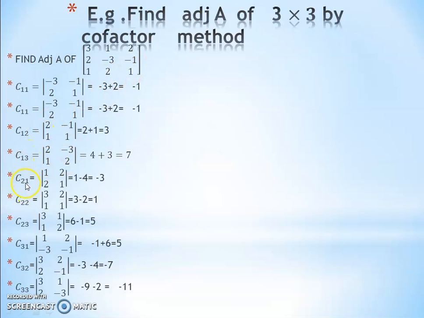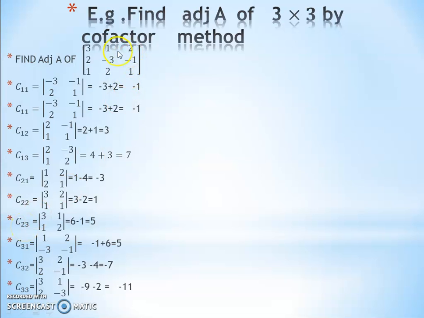Now C21. C21 is second row, first column, so we skip the second row and first column. What is remaining? 1, 2, 2, 1. I write here 1, 2, 2, 1. 1 into 1 is 1. 2 into 2 is 4. The middle is minus, so 1 minus 4 is minus 3. C22 means second row, second column, which we skip. What remains is 3, 2, 1, 1. I highlight here 3, 2, 1, 1. So 3 into 1 is 3, 1 into 2 is 2, the middle is minus, so 3 minus 2 is 1. Next one.